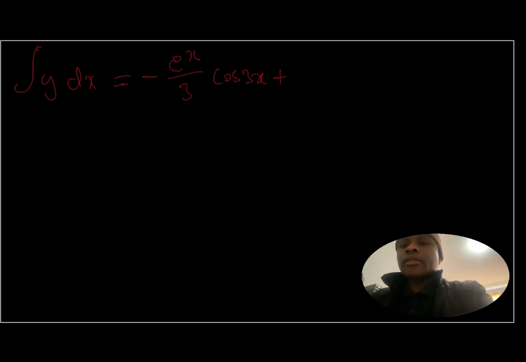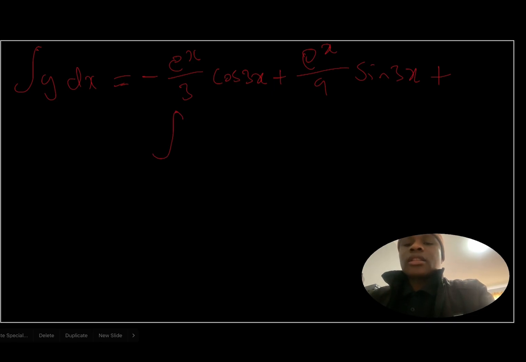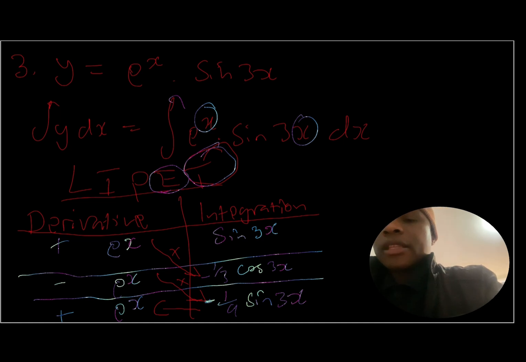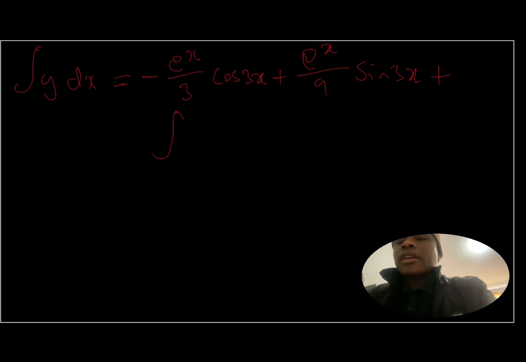Let's multiply and write it down. We will have e^x over 9 sine 3x plus the last one, which we are integrating. Therefore, we get the straight multiplication. This one is the straight multiplication. We straight multiply. Therefore, positive exponential to the exponent x times negative 1 over 9 sine 3x will have a negative.